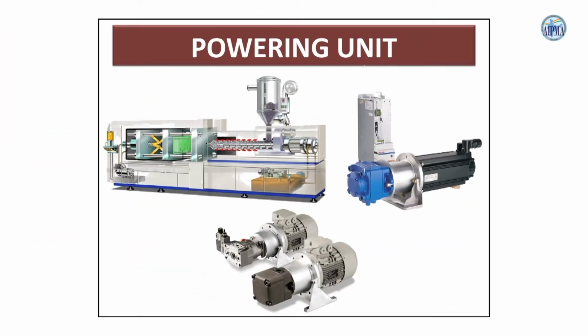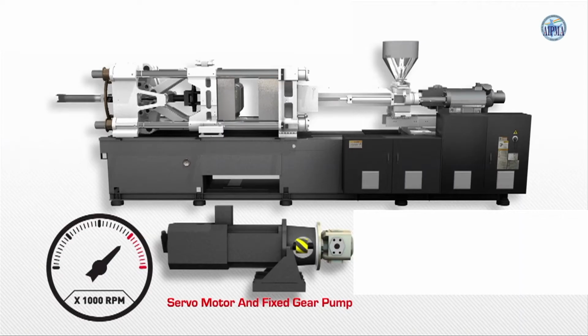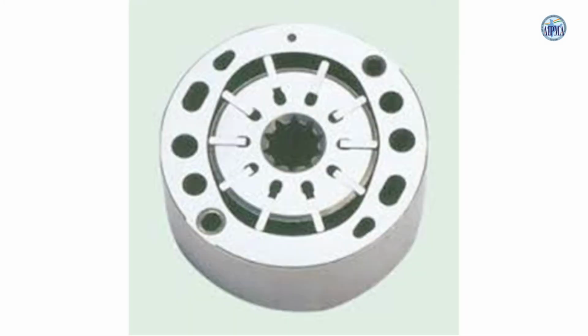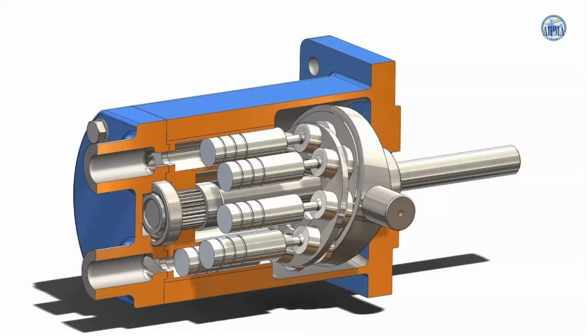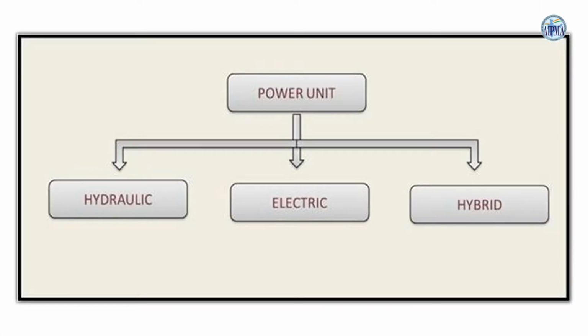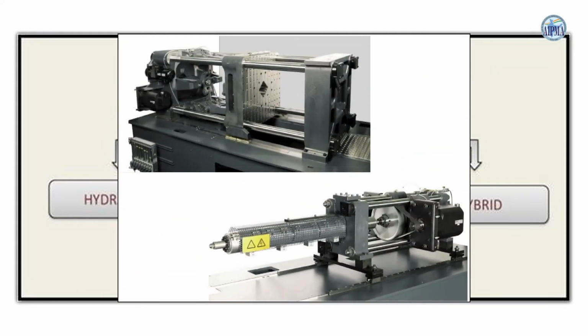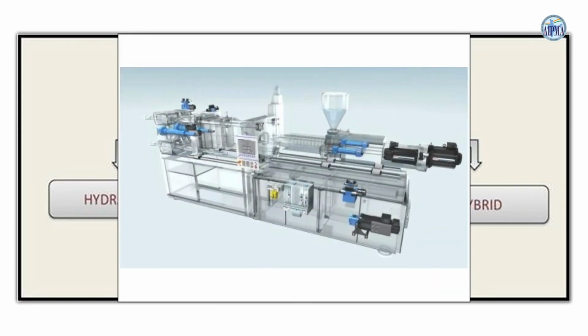Powering unit. Electrical energy is converted to mechanical energy through hydraulics. Induction motor or servo motor is used as prime mover, which is coupled to hydraulic pump. Pump delivers oil flow in the system. Vane pumps, gear pumps, axial piston pumps are used in injection molding machines. Types of powering unit. Entire machine uses powering system which can be fully hydraulic, electric, or a combination of both hydraulic and electric, which is termed as hybrid.